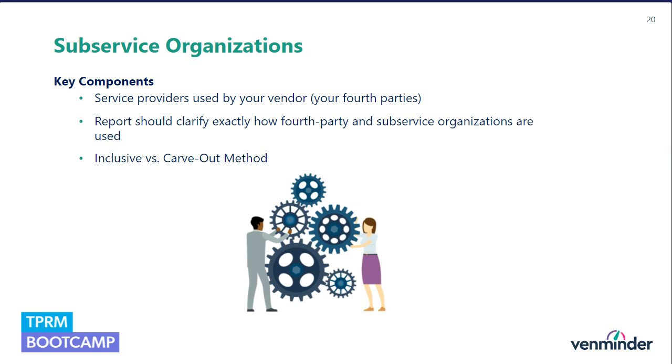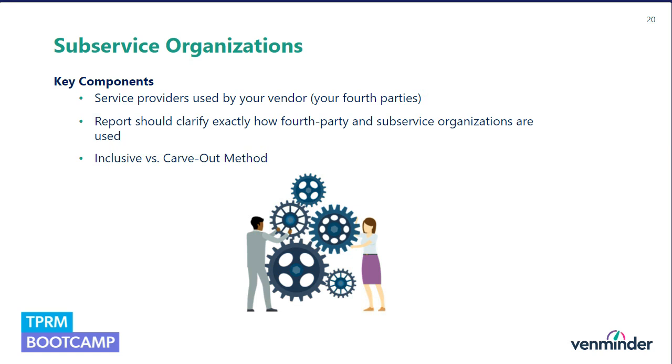Organizations have two options with how to treat subservice organizations. They can use the inclusive method, which brings key controls from the subservice into the audit scope, and the auditor will actually include those subservice controls in the final report. Or the carve-out method, which is what we see probably 90 to 95% of the time. This is where controls at the subservice are scoped out. They're not included in the report.